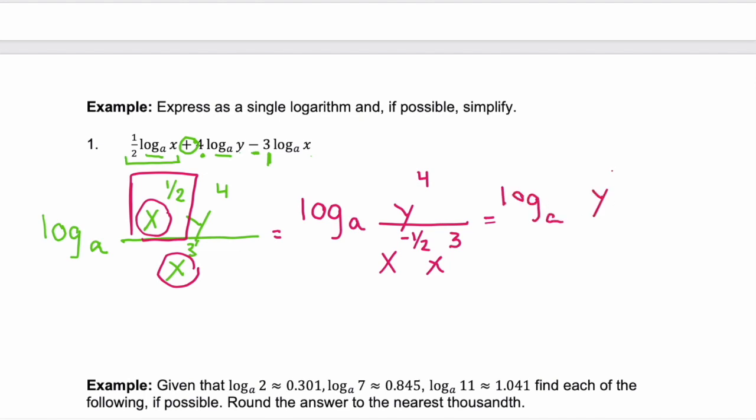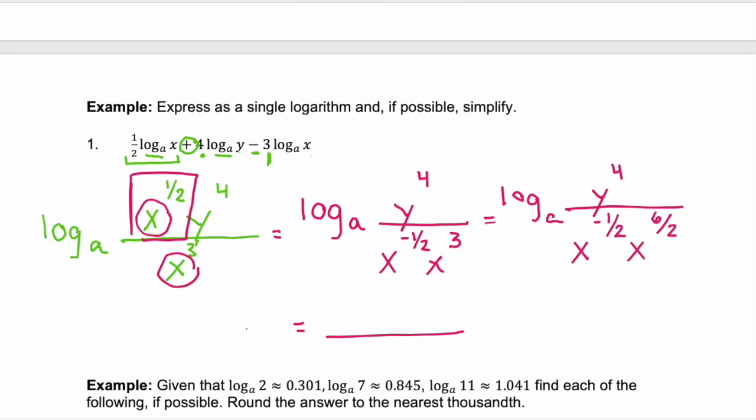So we'll keep our numerator of y to the 4th. And we're looking for a common denominator between the negative 1/2 and the 3. The common denominator will be 2, and 3 could be written as 6/2. Now, remember that we add those exponents together.